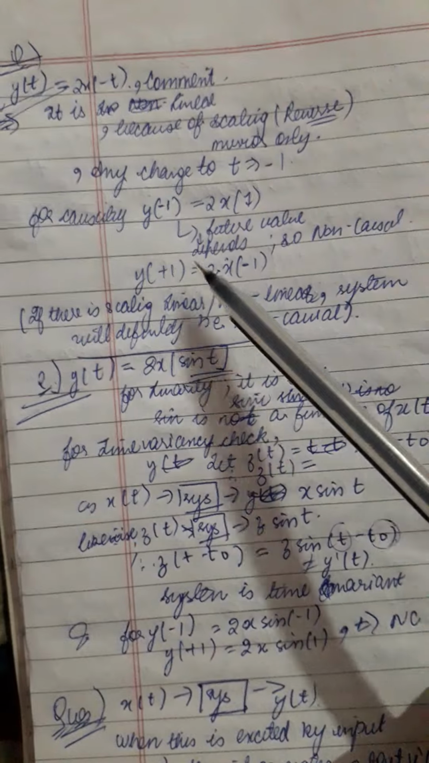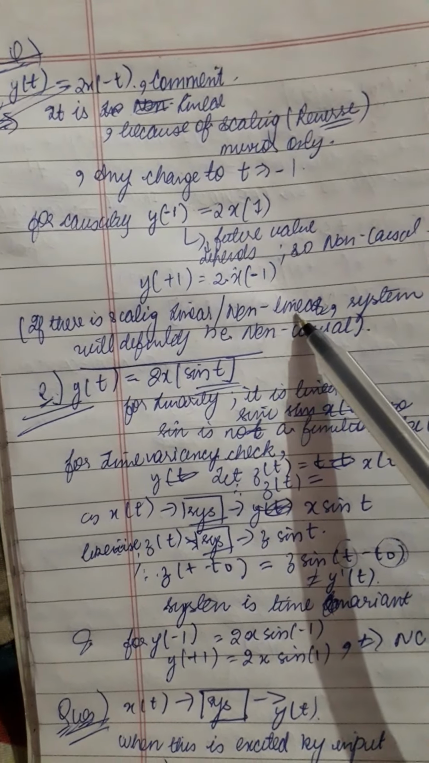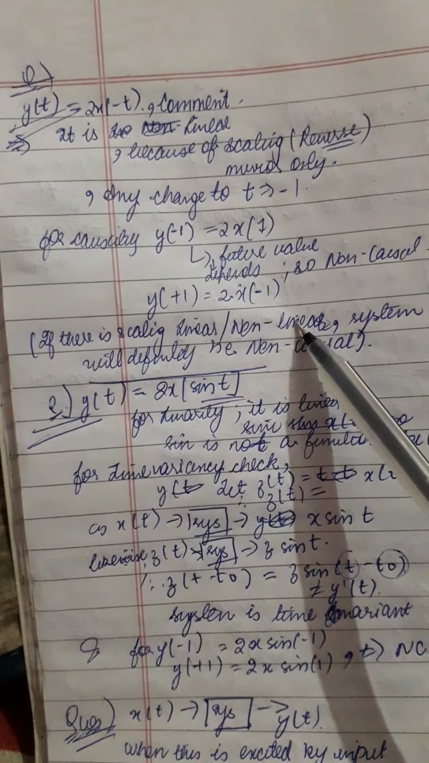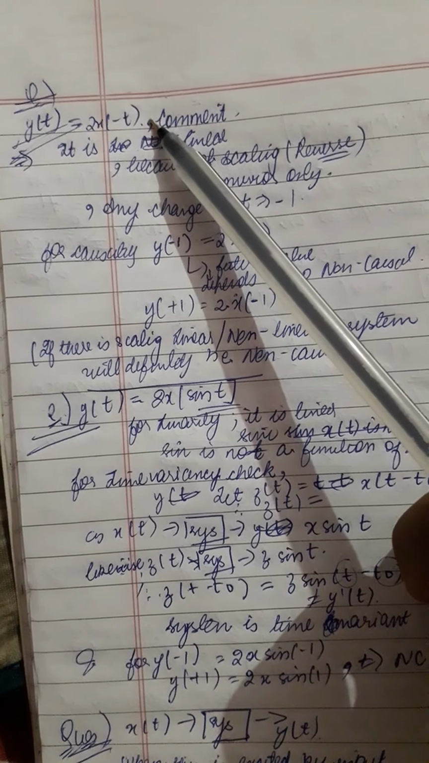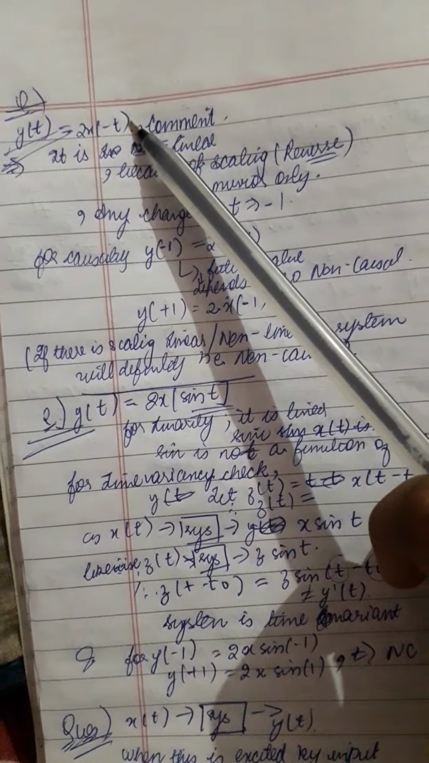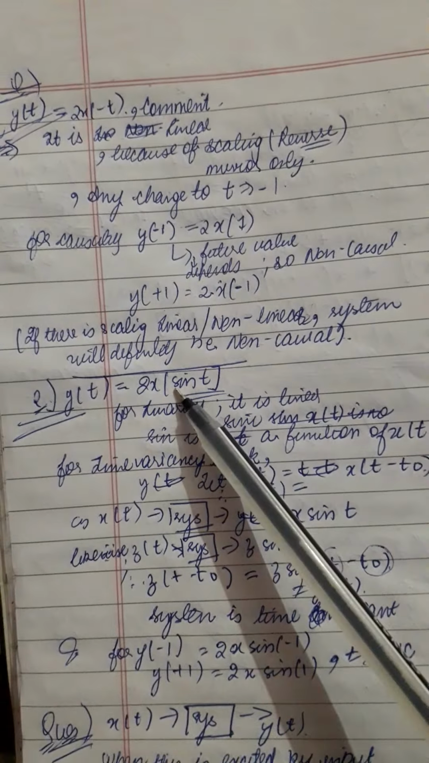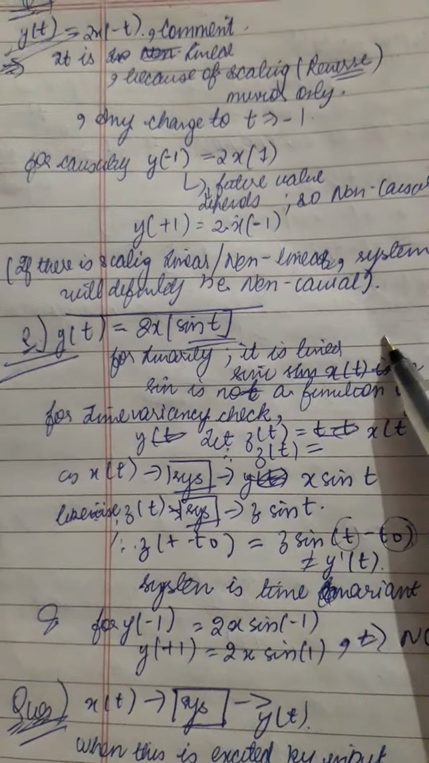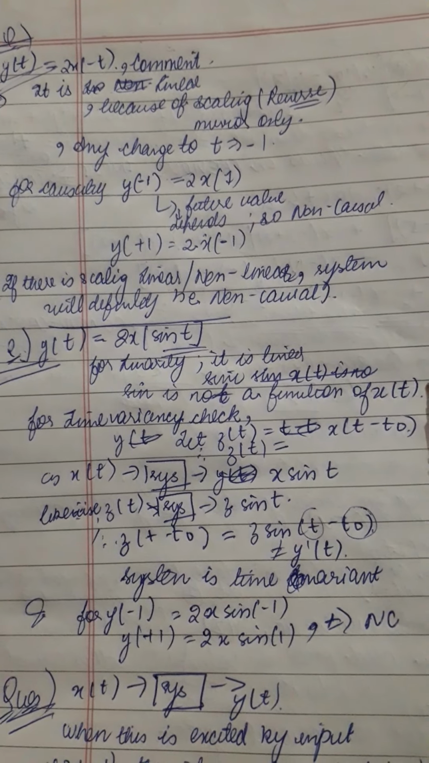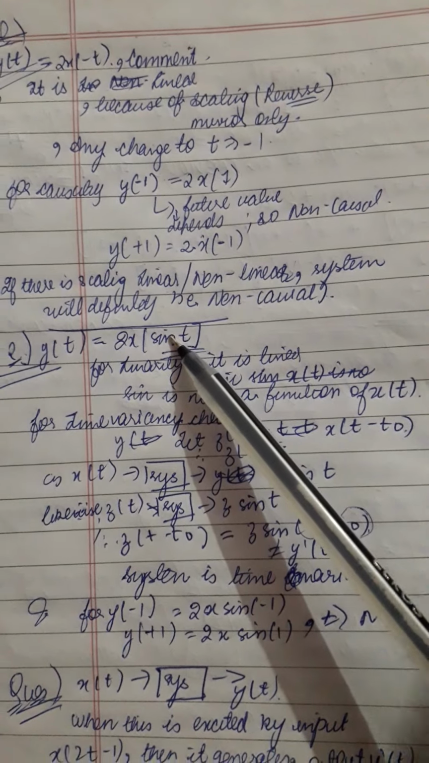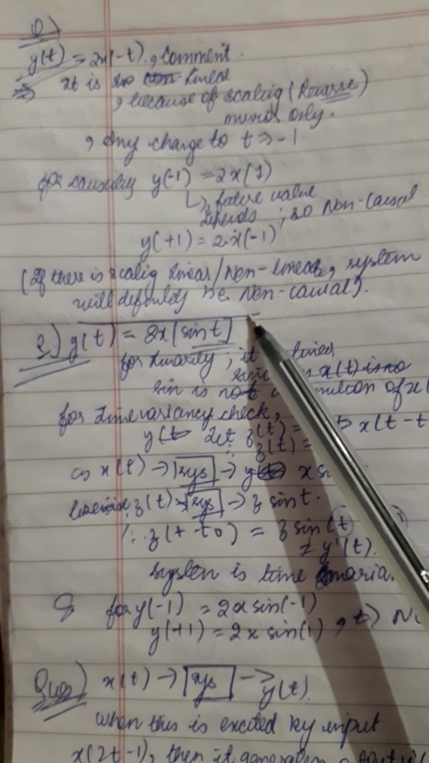So for commenting on the linearity, if scaling is there, the system will be linear. It was linear always, since it is not multiplied with any of the time functions. Since 2 is not a time function, 2 is a constant, non-linearity will not take place, it will always be linear. So for this equation, if we talk about linearity, it is linear since sine is not a function of x of t. If the sine would have been a function of x of t, then the system would automatically become non-linear. We don't need to think any more on that.